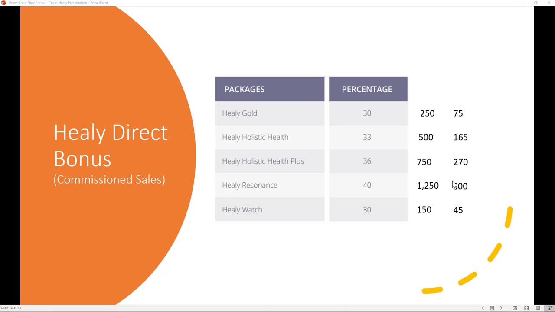That's the direct bonus. Now, the direct bonus applies when you sell a Healy edition or an upgrade to an edition. So, for example, if your customer already has a Healy Gold and they upgrade to a Holistic Health, you'll get paid a direct bonus, and it'll be computed based on the price and PV difference between the two. It's actually not exactly the difference. It's a little bit more, but you get the general idea. So that's the other way that you get paid, with the Healy Direct Bonus.